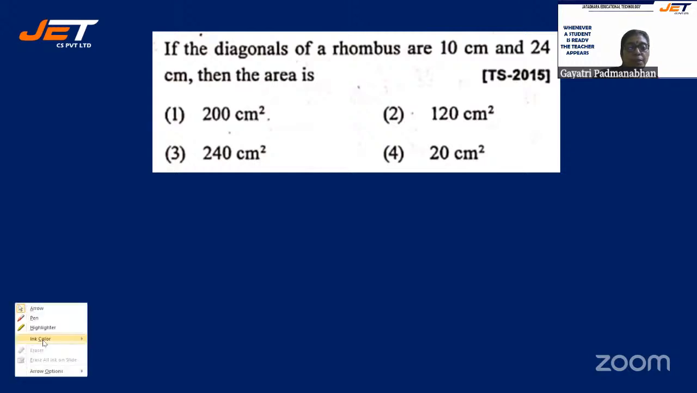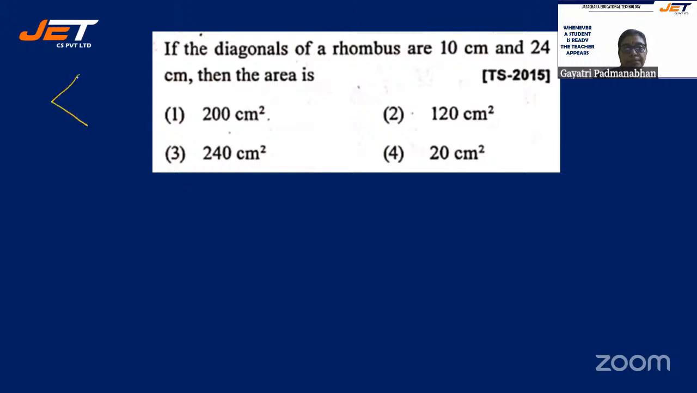So you have to take down. We have two diagonals in the rhombus, isn't it? This is 1, this is 2. So two diagonals. Let's take D1 as 10 centimeter, D2 as 24 centimeter. So what is the area of the rhombus?